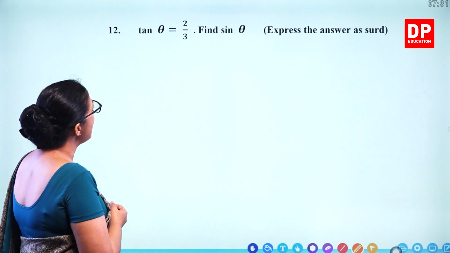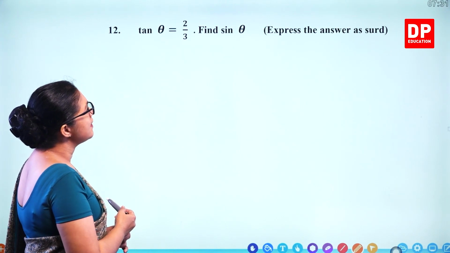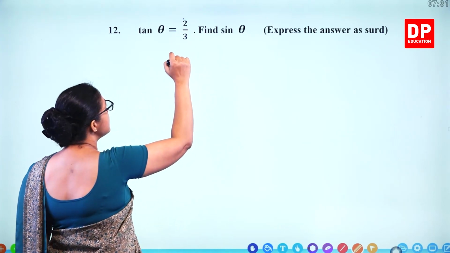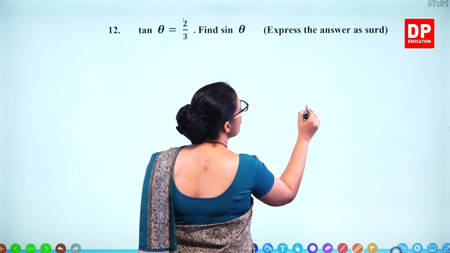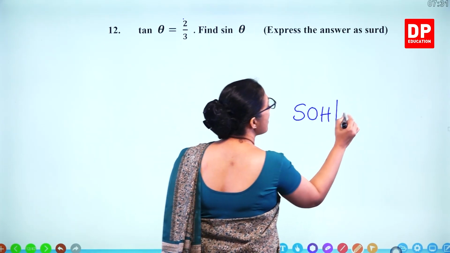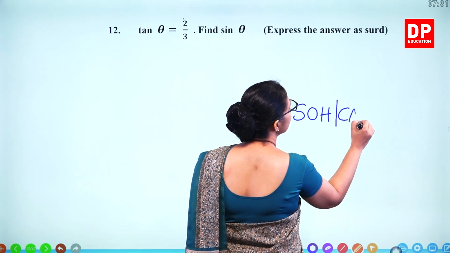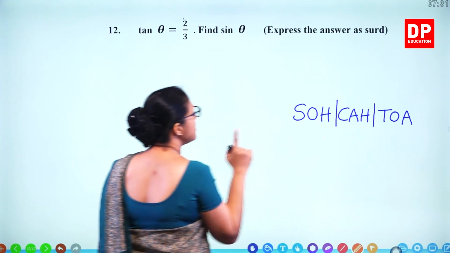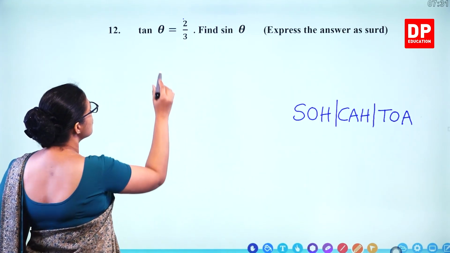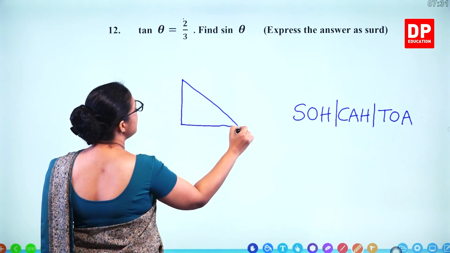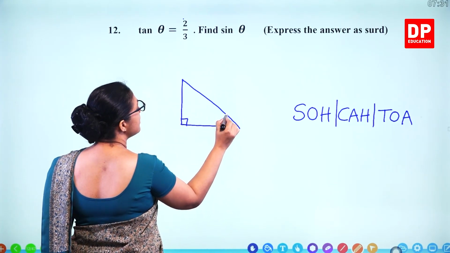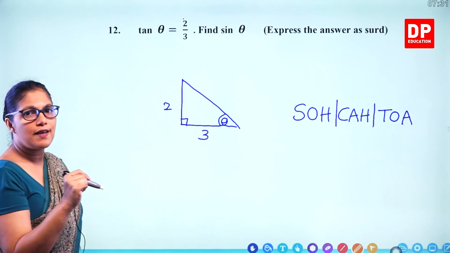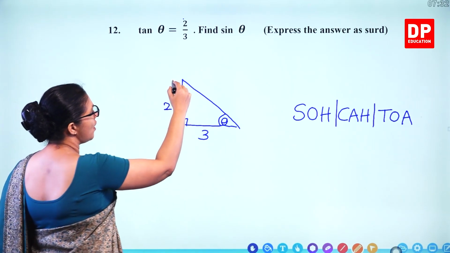Question number 12. Tan theta is 2 over 3. Find sin theta. Express the answer as a surd. So, here this is opposite and adjacent. So, SOHCAHTOA, the tan sin cos ratio. So, tan is opposite over adjacent. So, when you draw the right angle triangle to the angle theta, opposite is 2, adjacent is 3 according to the given tan ratio. So, you can find out the hypotenuse.